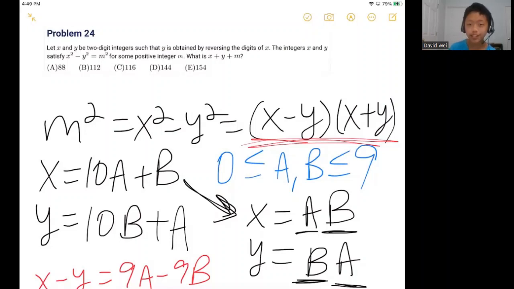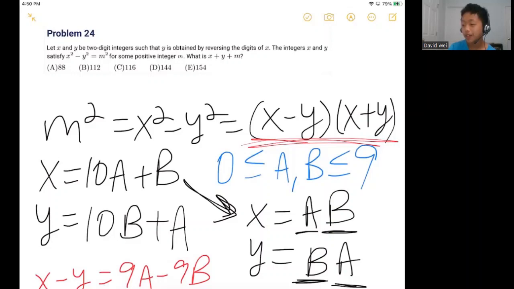Whenever you see a question that talks about reversing digits, 99% of the time it's this strategy, writing it in terms of 10a plus b, or if it's 3 digits, 100a plus 10b plus c, or if it's a 4-digit number, 1000a plus 100b plus 10c plus d. A lot of the times that is the golden strategy, a very important strategy.